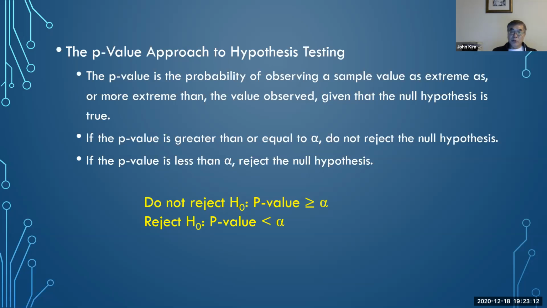And then if we use the p-value, the p-value is the probability of observing a sample value as extreme as or more extreme than the value observed, given that the null hypothesis is true. Actually, I don't understand it when I read this, but based on this, if the p-value is greater than or equal to alpha, then do not reject the null hypothesis. If the p-value is less than the alpha significance level, reject the null hypothesis. P-value less than alpha, then we reject the null hypothesis.